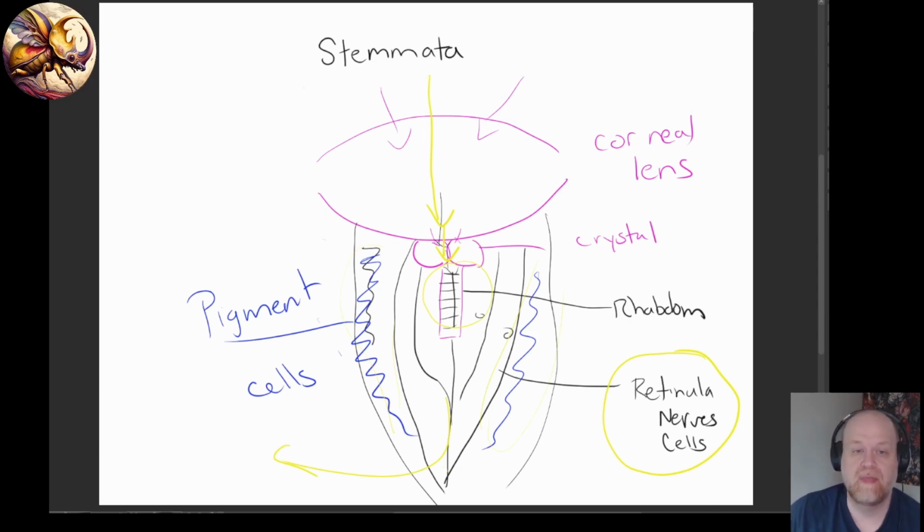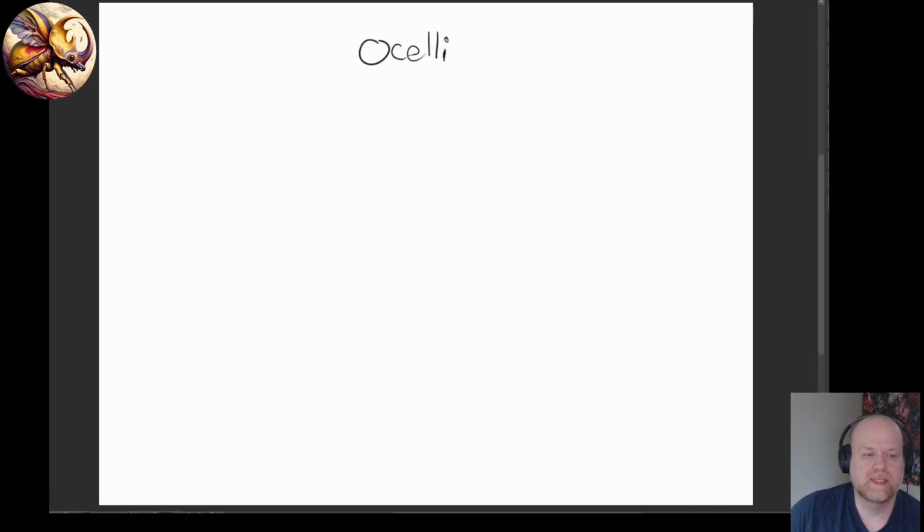So that is as much as the stemmata can do. It can't get good angles or anything like that. It's literally just picking up shadow and light changes, very simple images, and then processing them directly to the brain. So the ocelli are a little different, slightly more complex, but it's a similar structure.